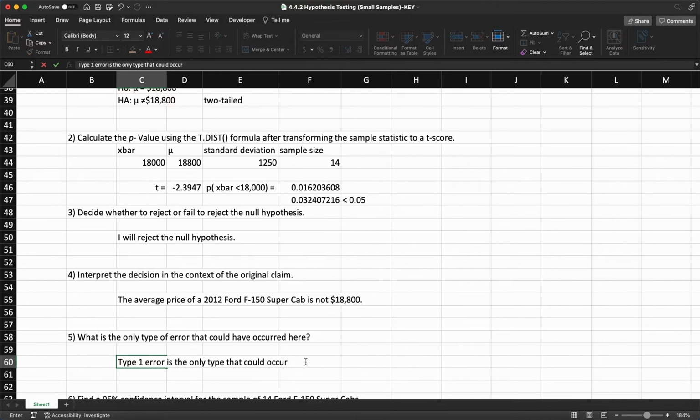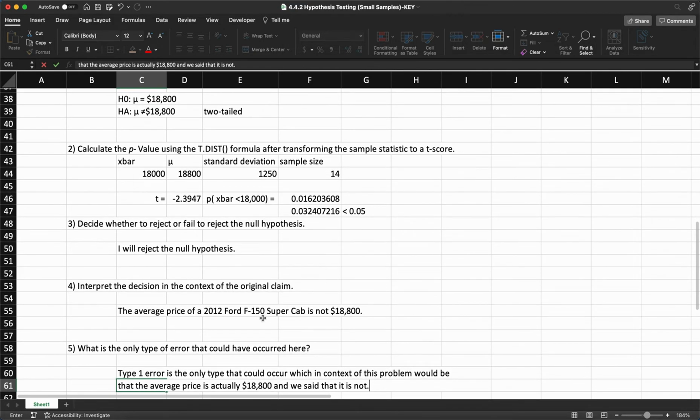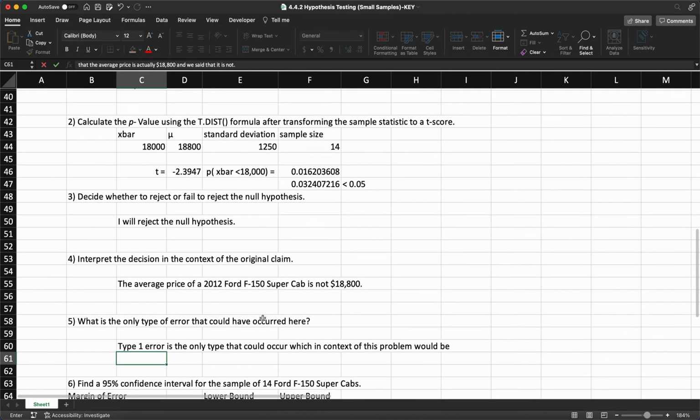So a type 1 error is the only type that could occur, which in the context of this problem would be that the average price is actually $18,800, and we said that it is not. Nobody's getting hurt here with this type 1 error, except maybe the dealer, who now is not going to get that sale because they are claiming something that you think is false.